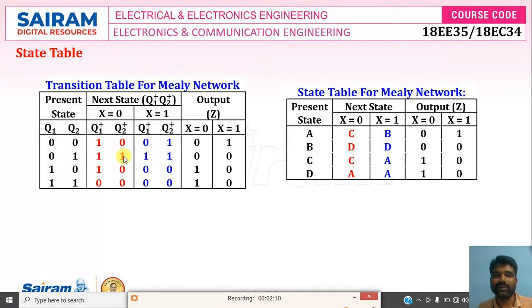Next 11, so that is D. Next again 10, so that is C. 00 means A, so A. And observe the column when x is equal to 1. Here it is 01. 01 means B. 11 means D. Next 00, so A. So this is the state table for the Mealy network, obtained by replacing binary codes with the alphanumeric symbols.